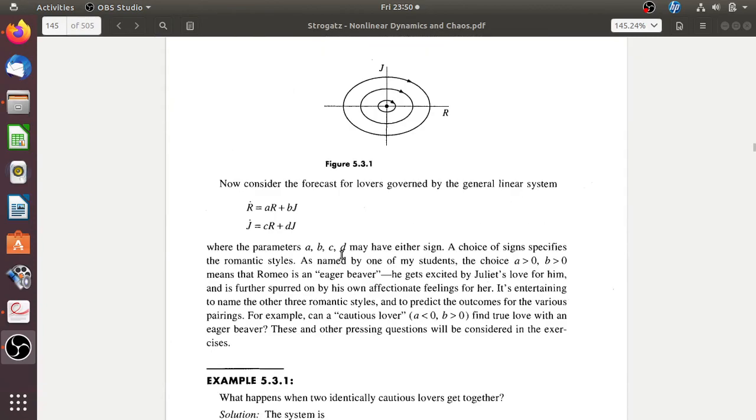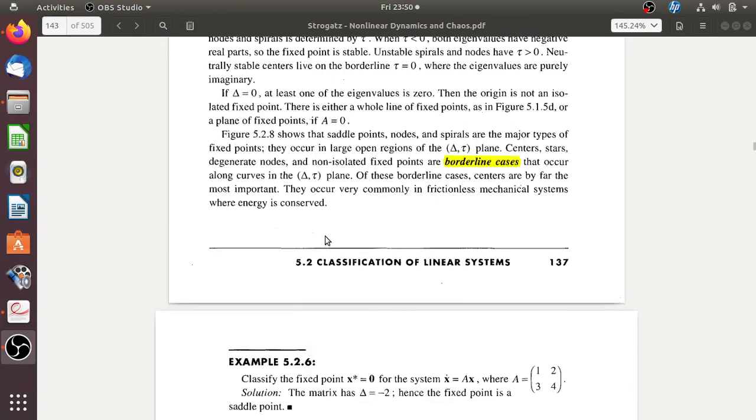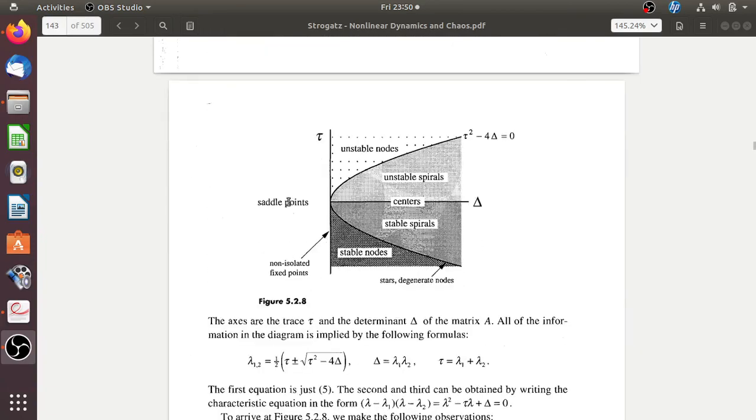That's what I want you to do for this topic. I want you to come up with some a, b, c and d such that the trace and determinant of the system fall under any of these classifications. As this week's assignment, I want you to choose some 4 cases, and then come up with the parameters, and also come up with the story, including the character of Romeo and the character of Juliet.